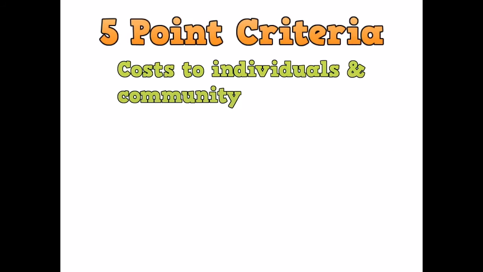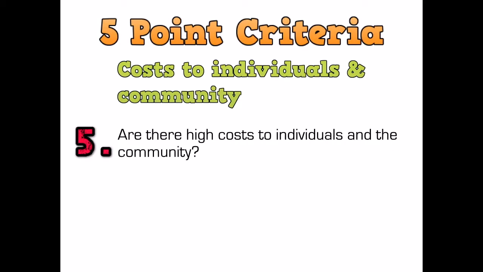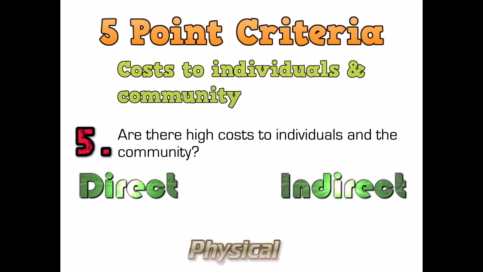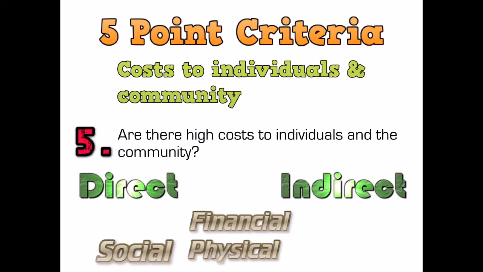Now, the last factor in the 5-point criteria is cost to the individuals and the community. Are there high costs to individuals and the community? Now, the government will need to consider this. Costs can be direct or indirect. They can be financial, physical, social, and emotional, and they affect individuals and the entire community.